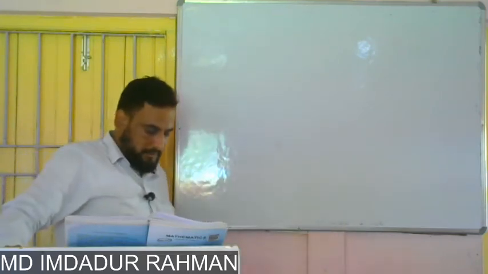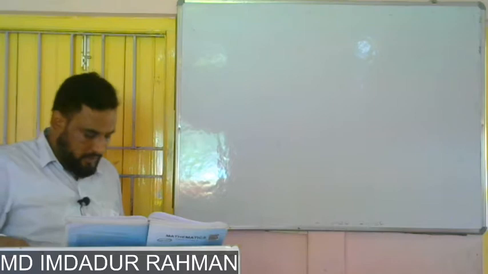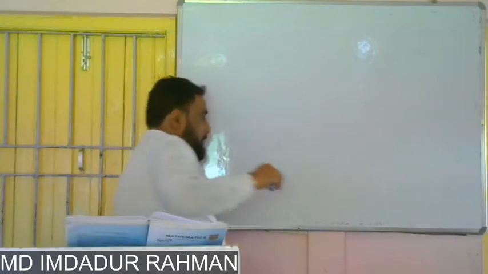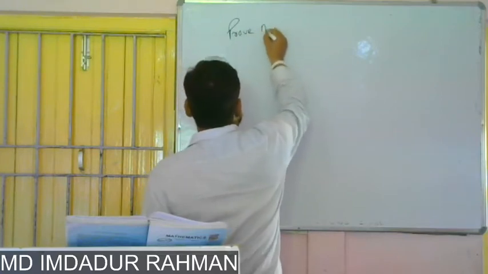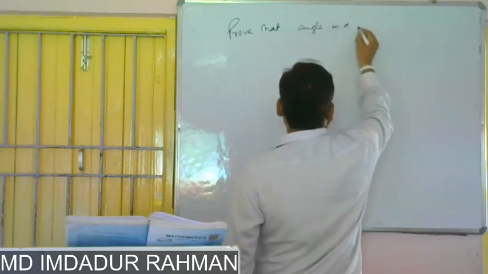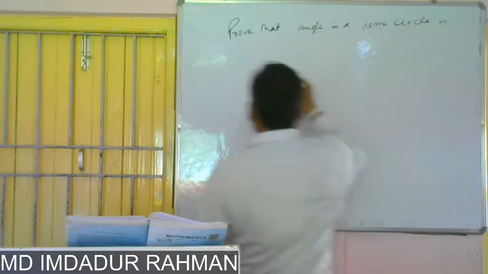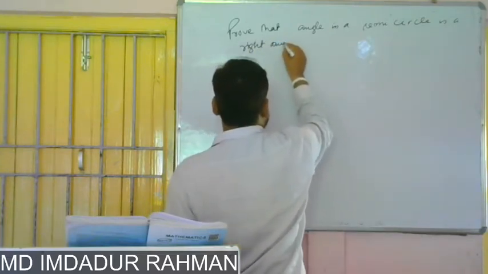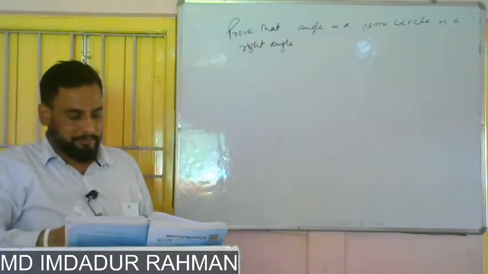Now your theorem is: prove that angles in a semicircle is a right angle. Prove that angles in a semicircle is a right angle. This is an important theorem.